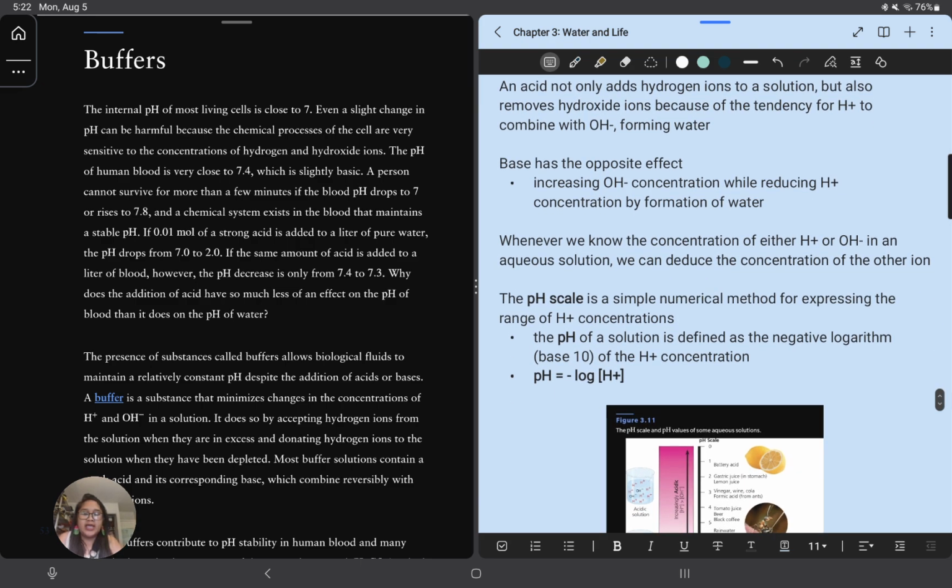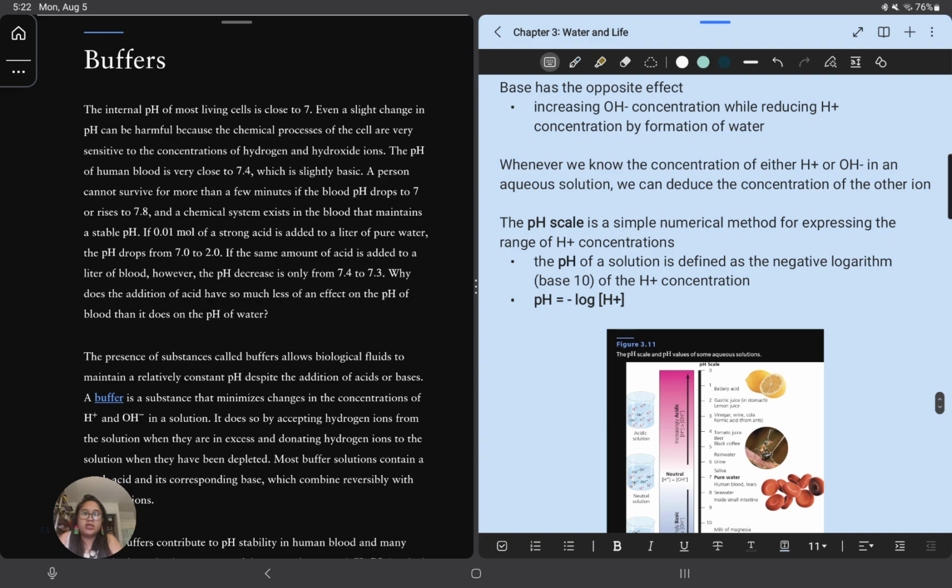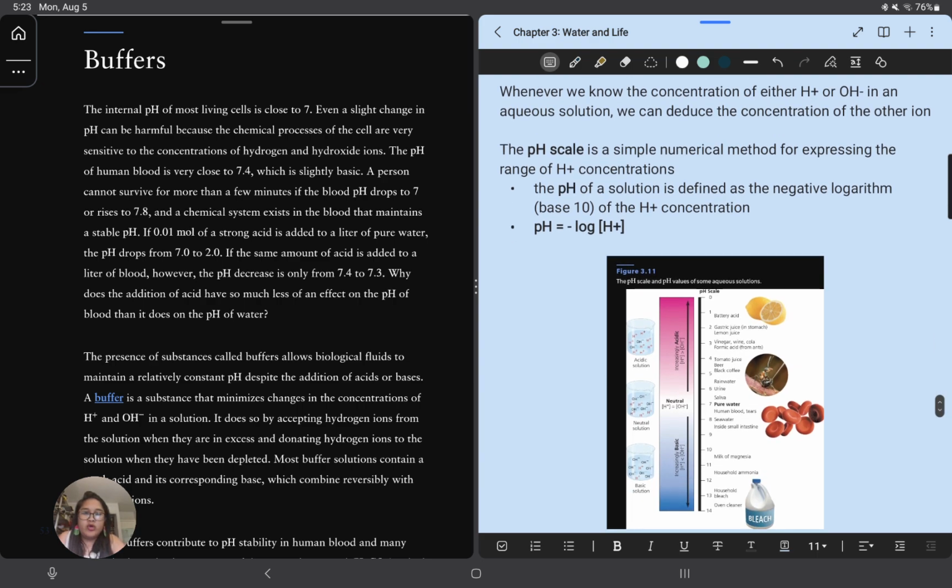An acid not only adds hydrogen ions to a solution, but also removes hydroxide ions because of the tendency for hydrogen ions to combine with hydroxide ions, forming water. A base has the opposite effect. It increases hydroxide concentration by reducing hydrogen concentration by formation of water. Whenever we know the concentration of either hydrogen ions or hydroxide ions in an aqueous solution, we can deduce the concentration of the other ion.